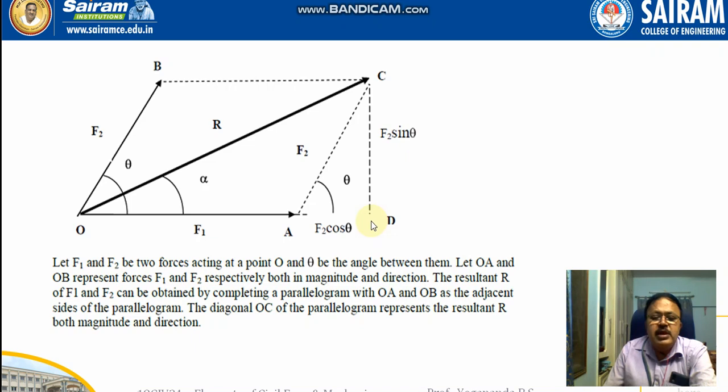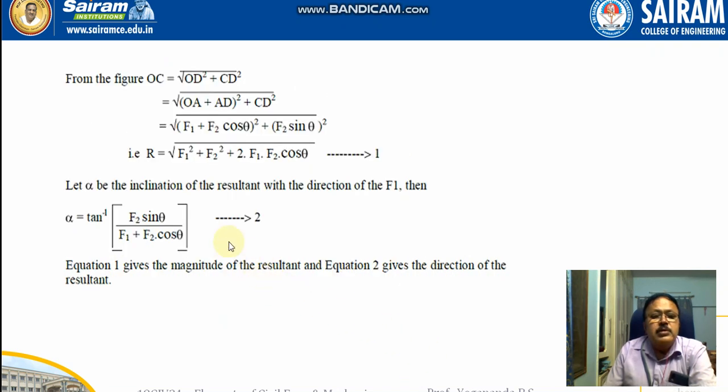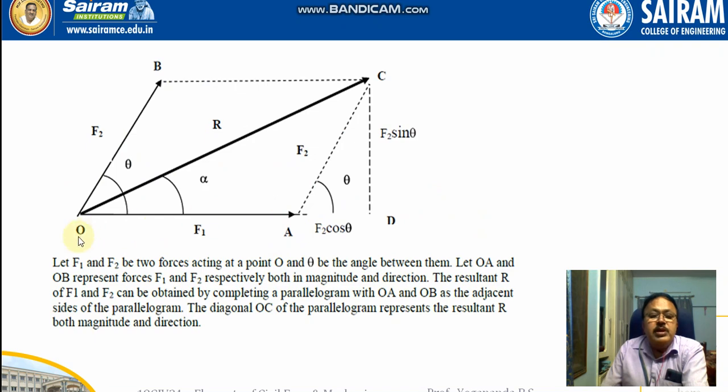Now F2 is considered as the inclined force. F2 cos theta is the horizontal component of this force F2 and F2 sin theta is the vertical component of this force F2. Then from the figure, OC is the hypotenuse of this right angle triangle. Now ODC is a right angle triangle. OC is the hypotenuse, and OD and DC are the other two sides of the right angle triangle.